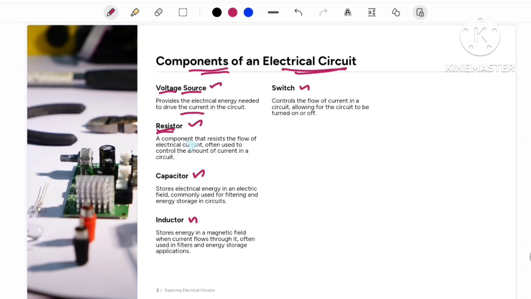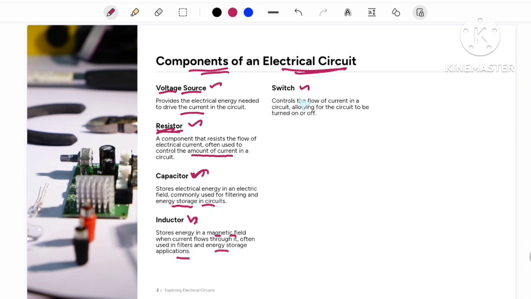So what is resistance? A component that resists the flow of electrical current, often used to control the amount of current in a circuit. So why are we using resistors? The component that resists the flow of electrical current, right? The next one, capacitors. Why are we using capacitors in an electrical circuit? They store electrical energy in an electric field, commonly used for filtering and energy storage in the circuit, right? Move on to another one, inductor. Why are we using inductors in the electrical circuit? They store energy in a magnetic field when current flows through it, often used in filters and energy storage applications.